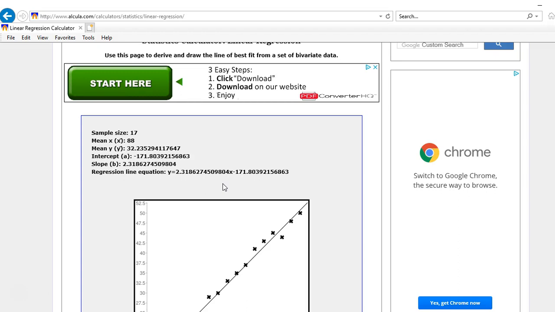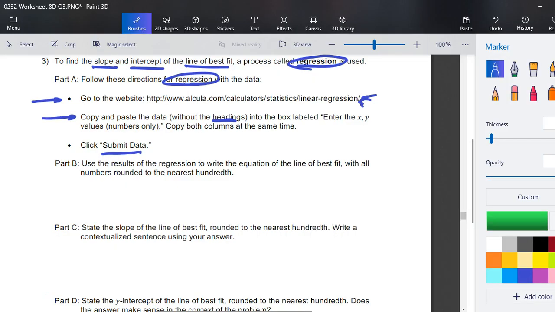Part C, state the slope of the line of best fit rounded to the nearest hundredth, and then write a contextualized sentence using your answer. So using the website and using even just within Excel, we get that there is a slope of 2.32, or 2 and 32 hundredths. But remember back that slope represents change in y over change in x. That's what always helps me to understand or interpret the slope. I like to write words, I like to write some ideas, even just some quick initials.